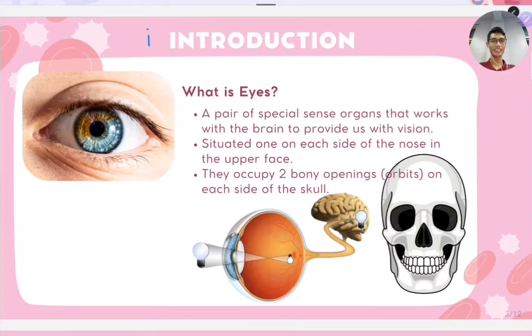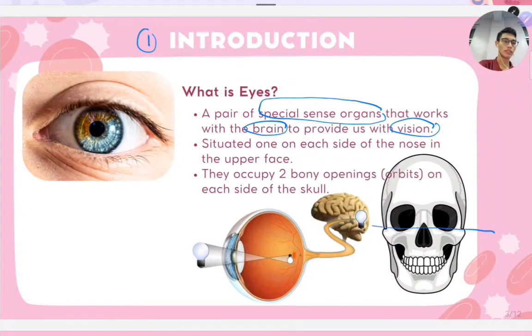Starting with the introduction, what are eyes? Eyes are a pair of special sense organs that work with the brain to provide us vision, situated one on each side of the nose in the upper face. So this is the upper face, and there is one on each side, left and right. They occupy 2 bony openings, here and here, on each side of the skull.